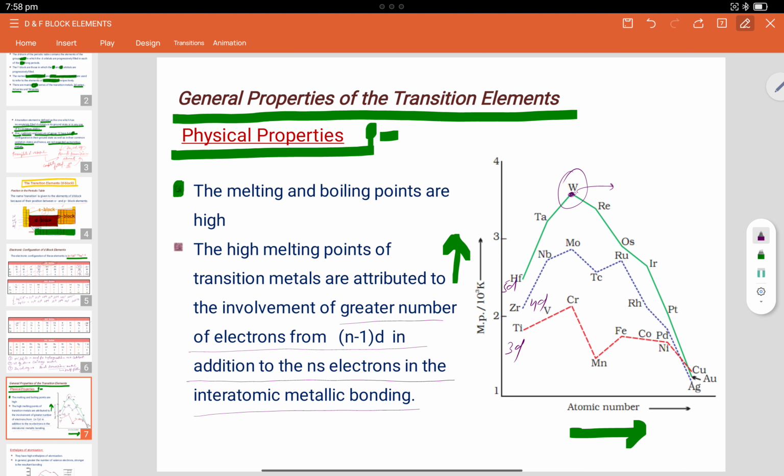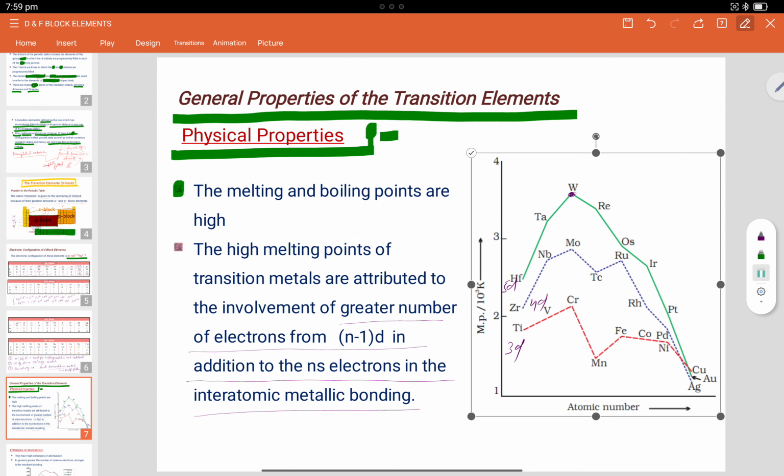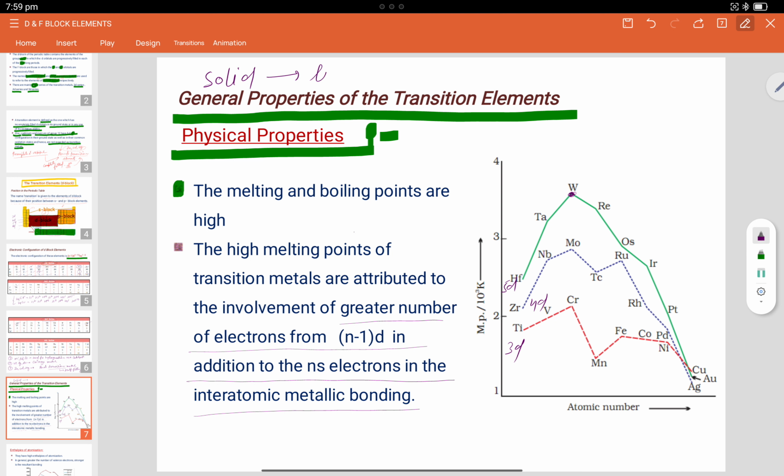Here one more thing I want to explain. What are the factors involved in the case of melting point? That factor we have to discuss actually. Check it once. What is melting, children? Anything converted from solid state to liquid state, that is melting.